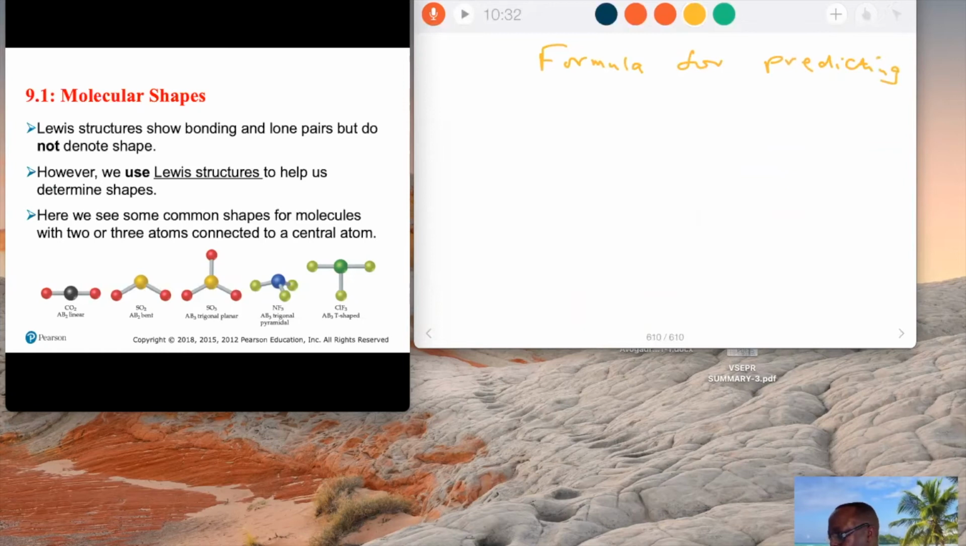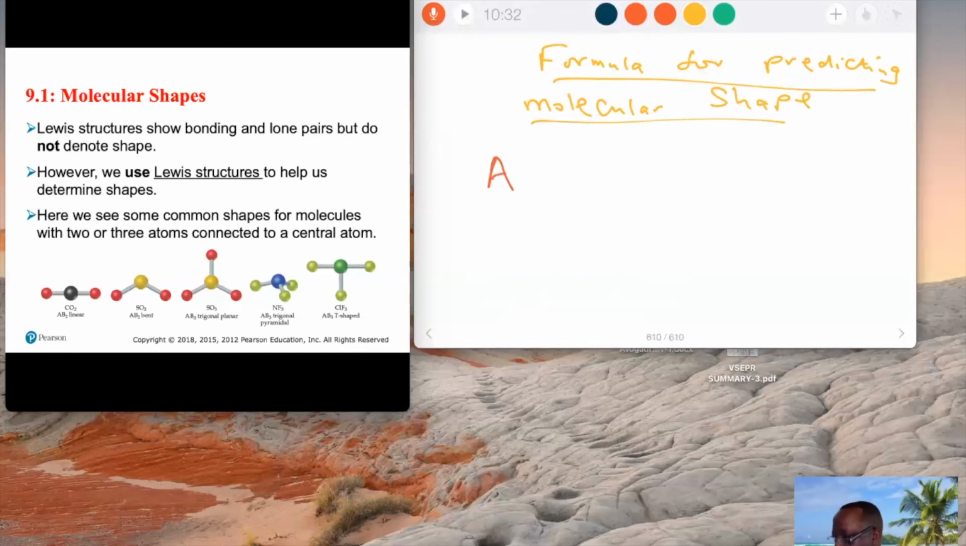Predicting molecular shape, this is the general formula: A, P, X, and then E. Let me break this down.